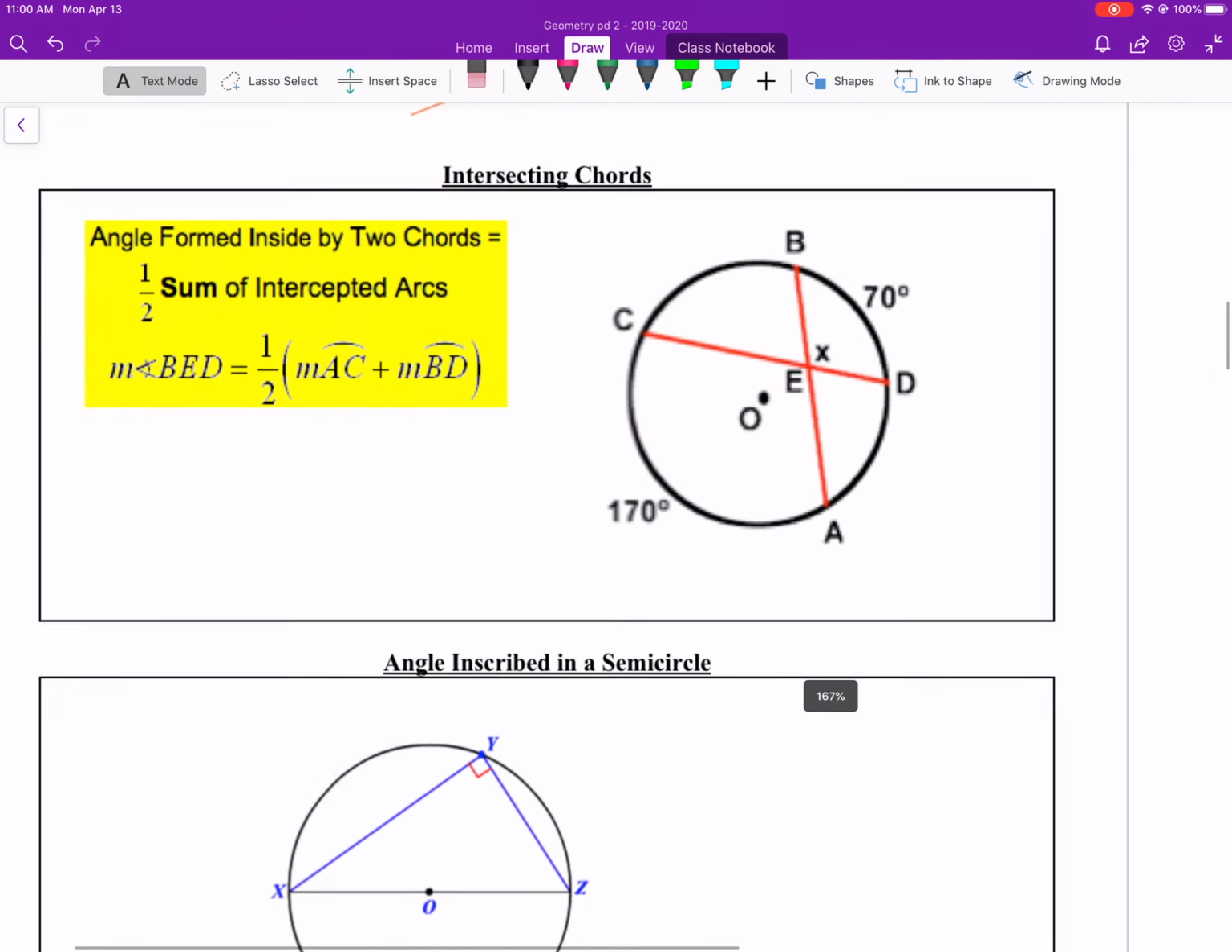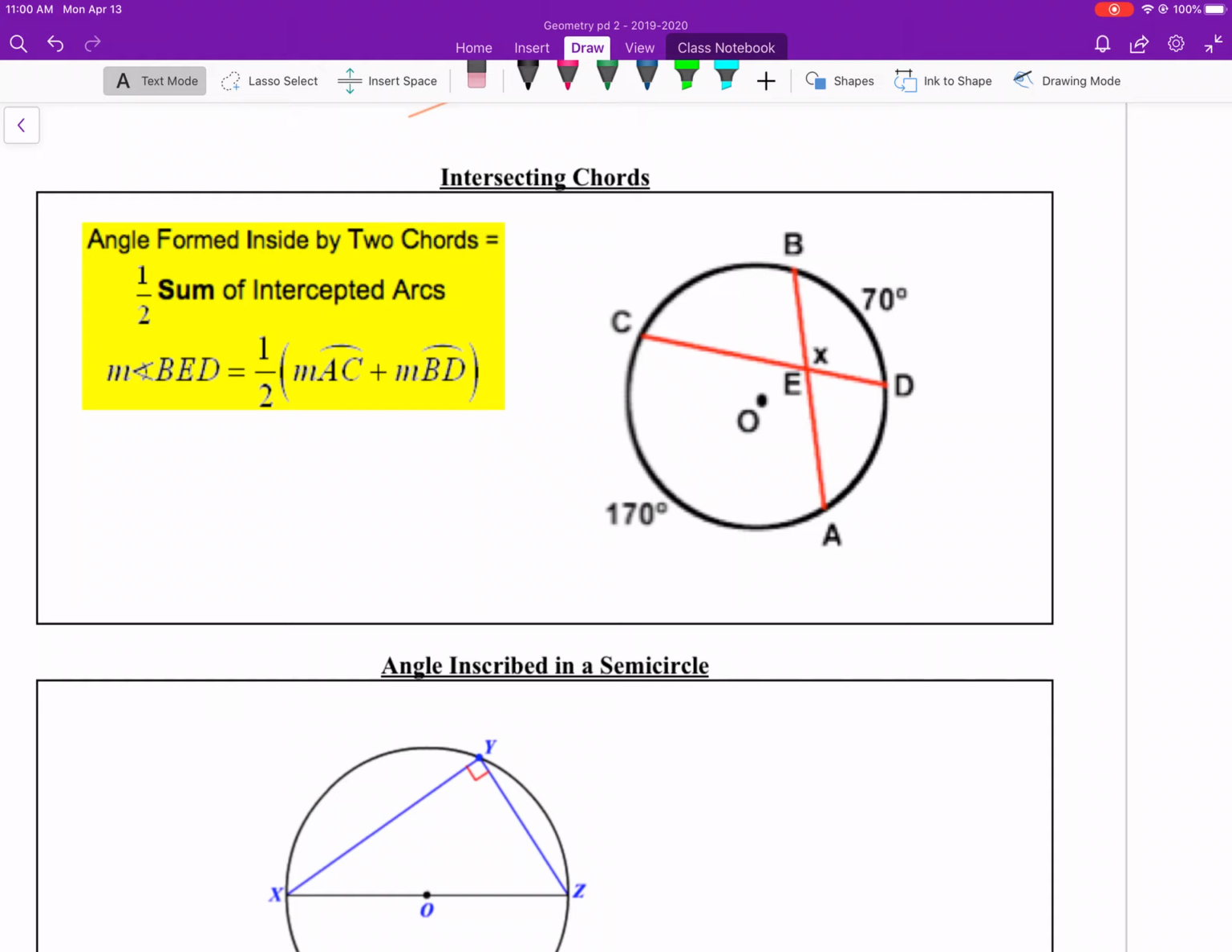So there's a special relationship when two chords intersect, and then they ask you for an angle, like for example X here. Now a lot of students get confused thinking that this is a central angle, so they'll say, okay, X right here in green, that's 70 degrees. It's not a central angle because it's not at the center. Look at the center, point O there. It's not at the center, so it's not the same relationship as the central angle.